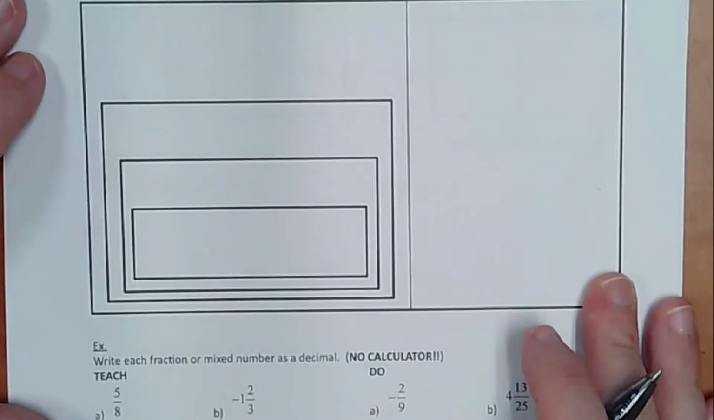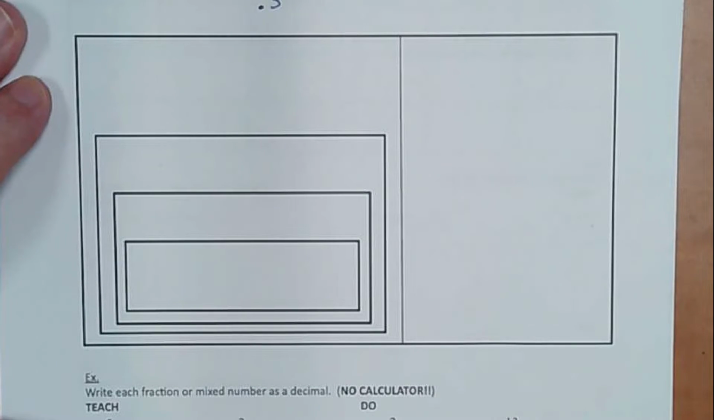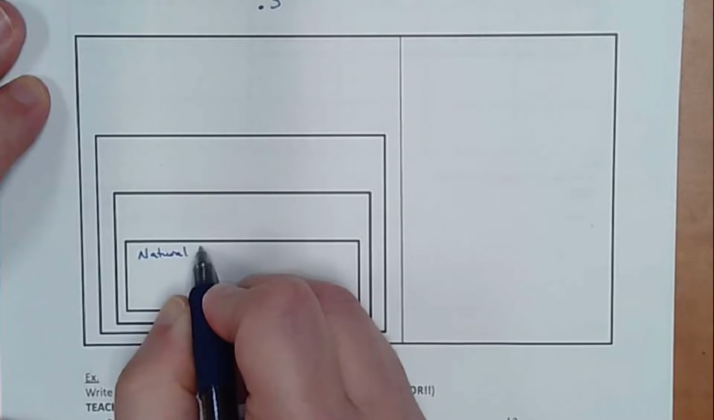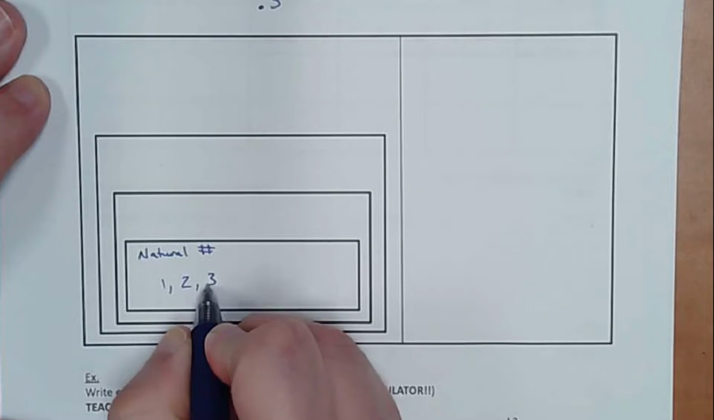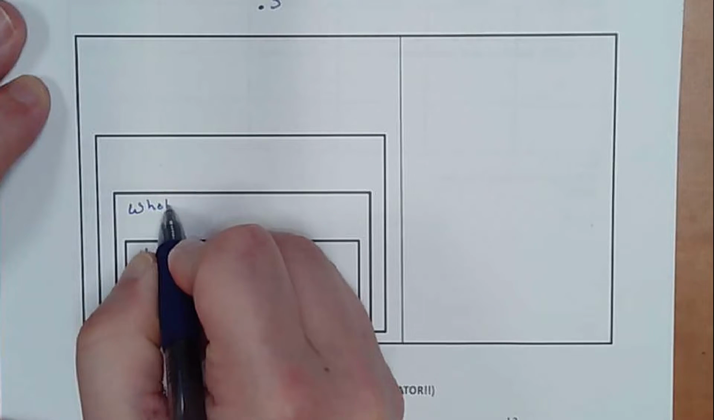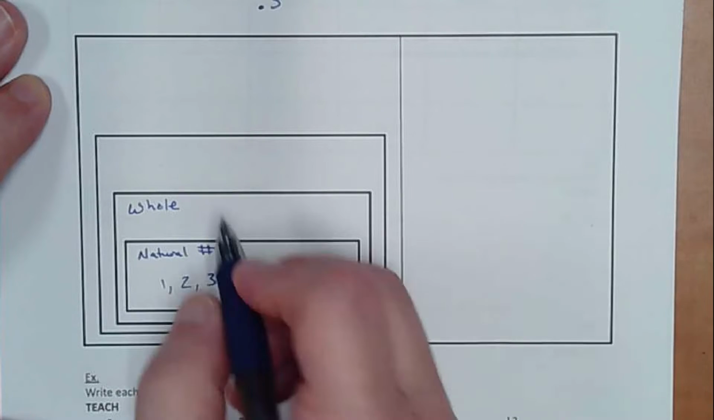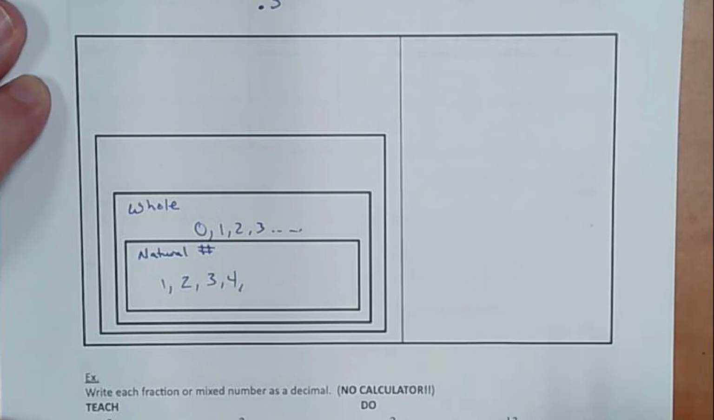We got a little box here. We're going to start actually on the smallest box, because that's where we start when we're a little child. We start with what we call natural numbers. Think about when you first learned to count. You go 1, 2, 3, 4, and so on, forever and ever. The next thing we're going to add is whole numbers, and the only difference is we get to add 0. 0, 1, 2, 3, forever and ever and ever.